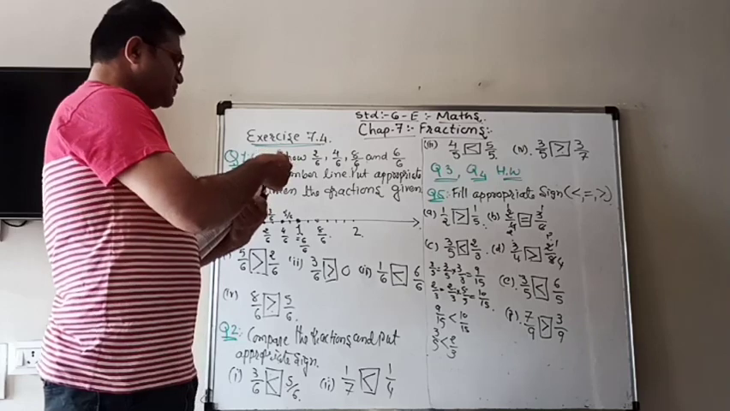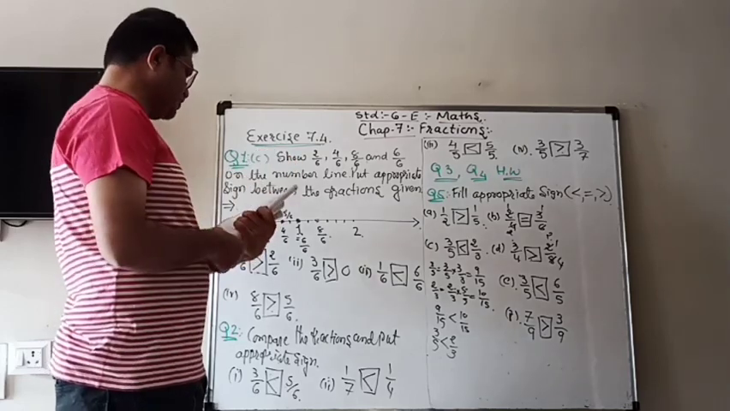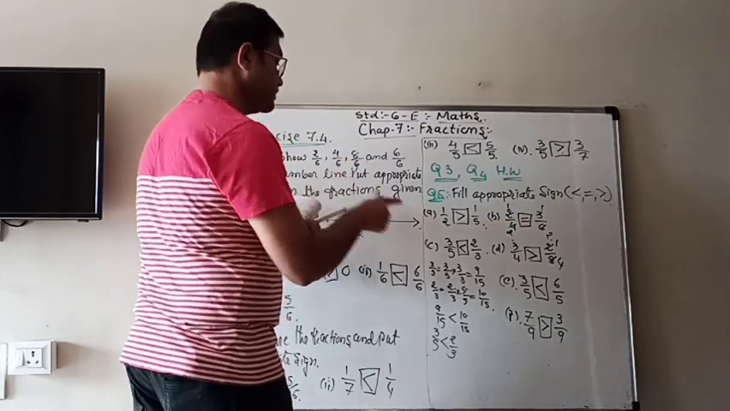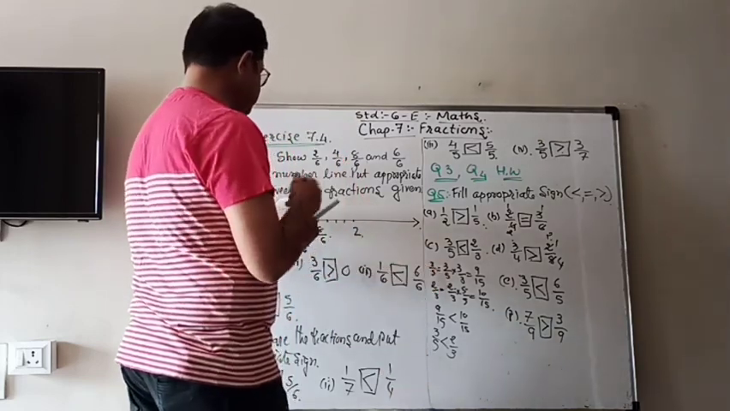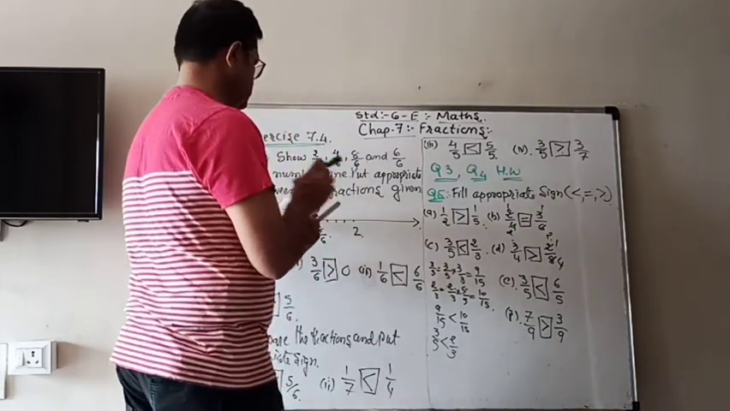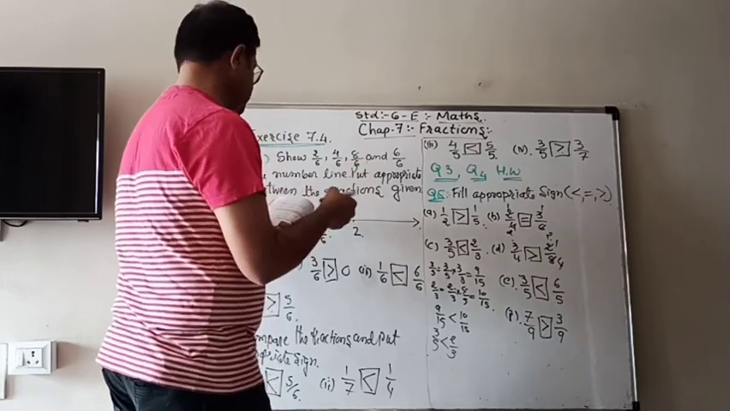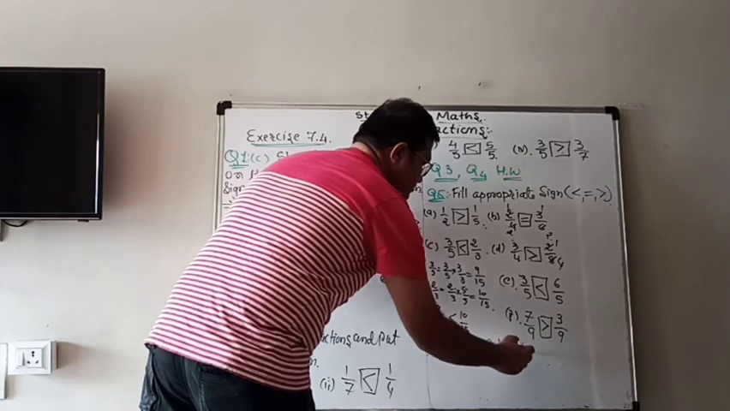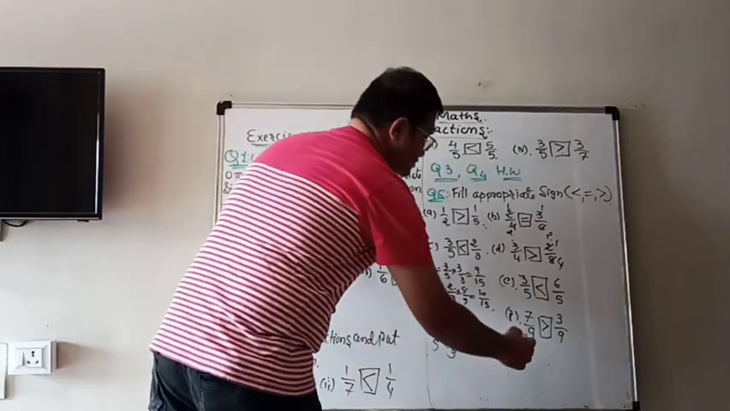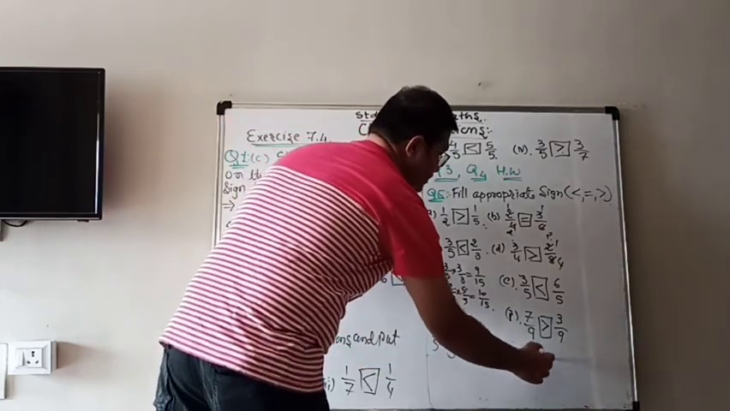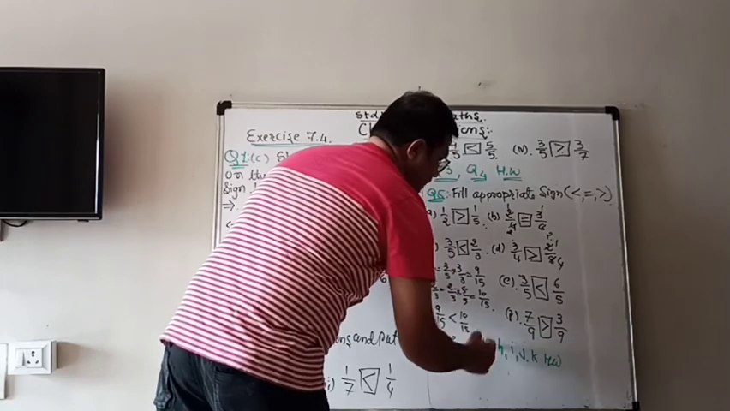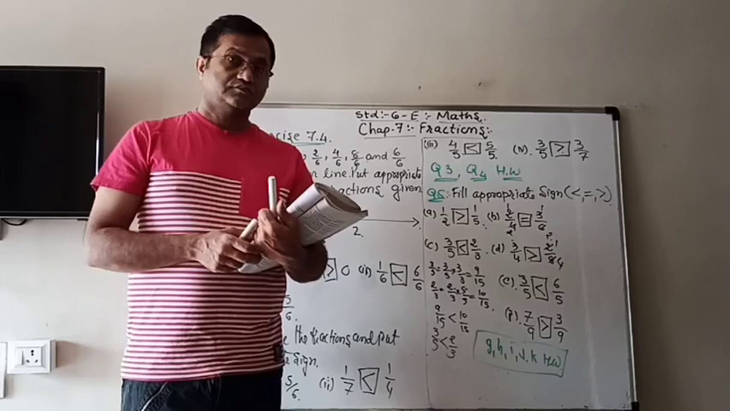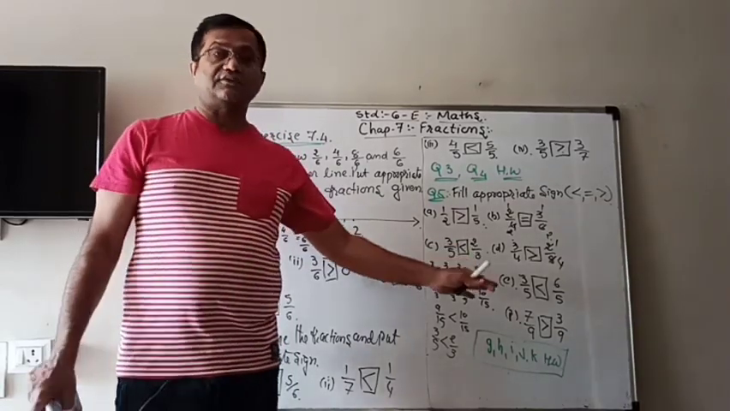So now some of them I will leave for you. G, H, I, J and K. I will leave it for you for homework. So you can do it yourself.